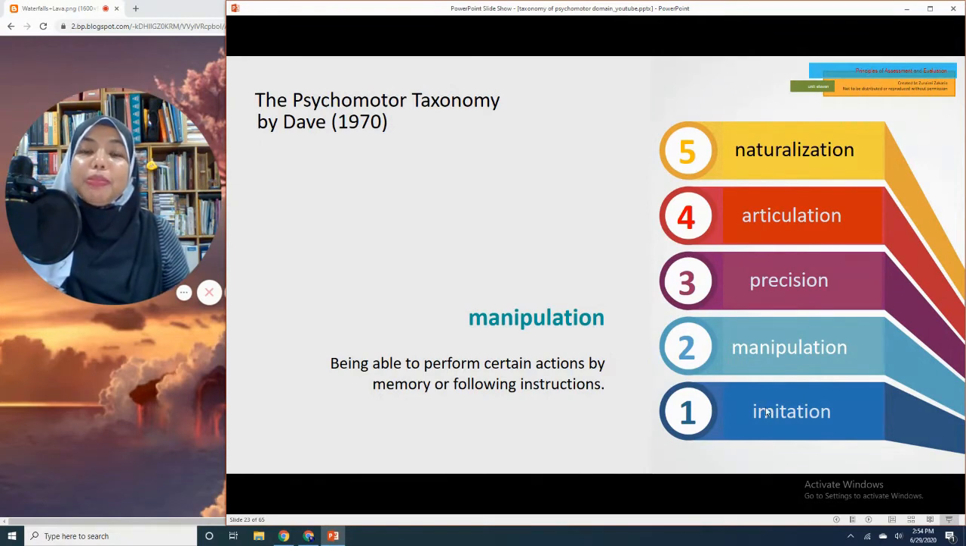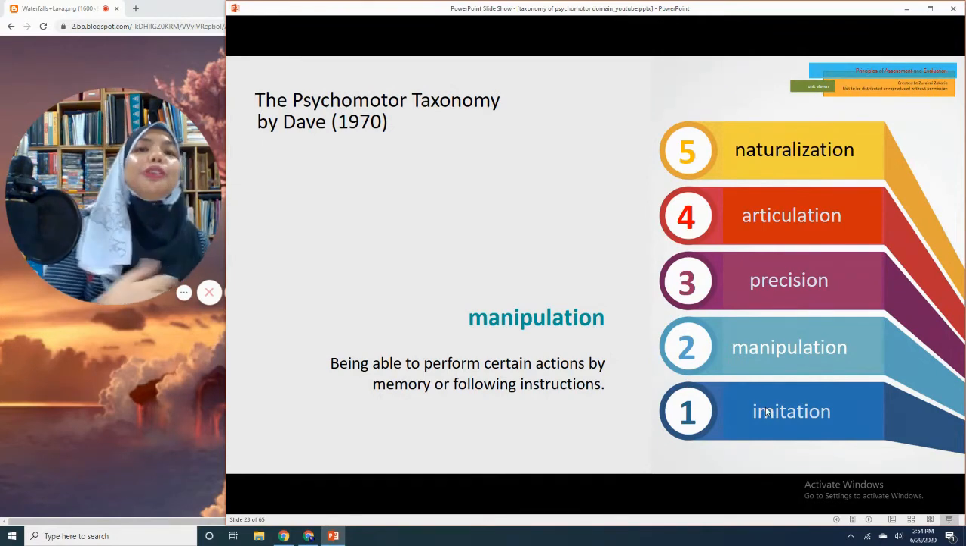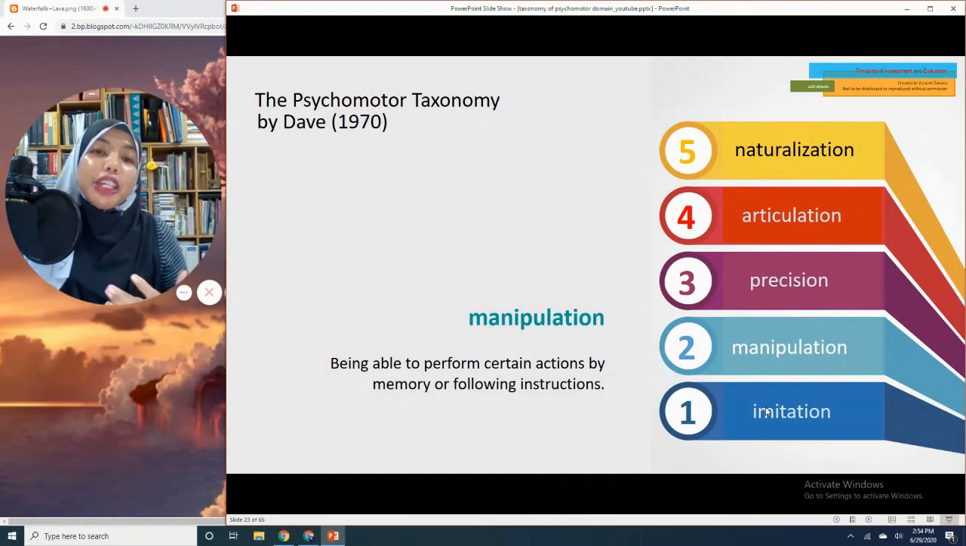Kalau bawa kereta, pergi ke jalan raya tak mampu lagi. Kalau pergi jalan raya, nampak lori, dah mula panik. So, when you are presented with new situations or something that you have never anticipated, you don't know how to deal with it.